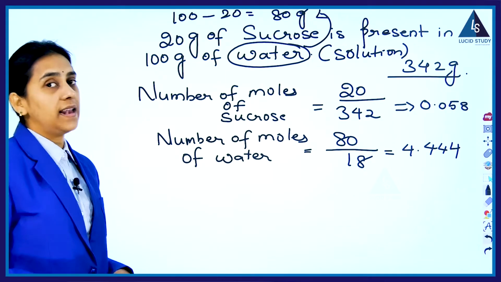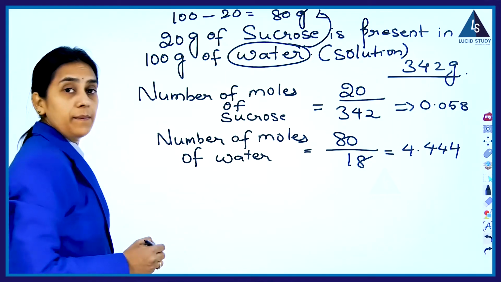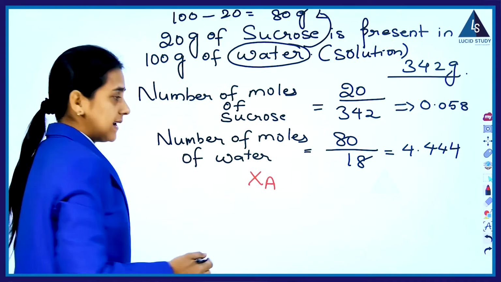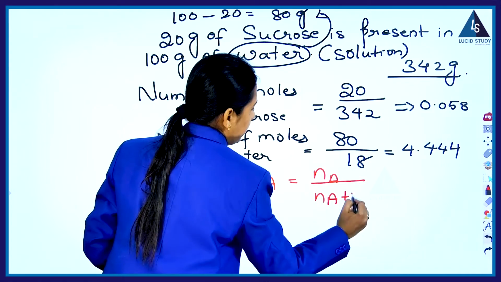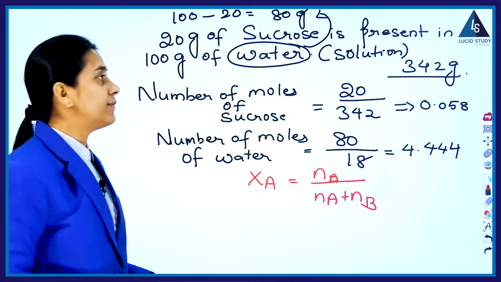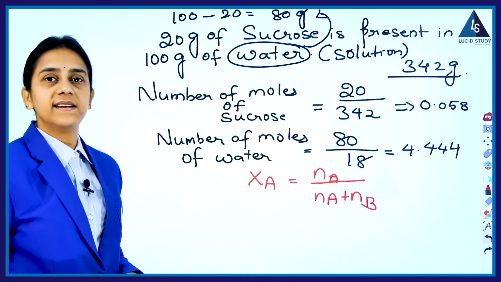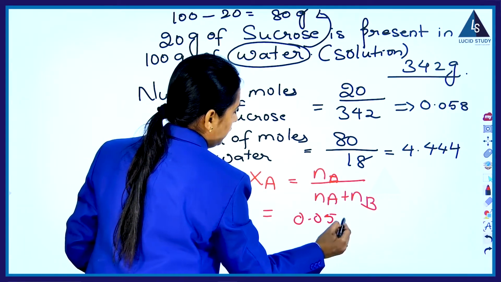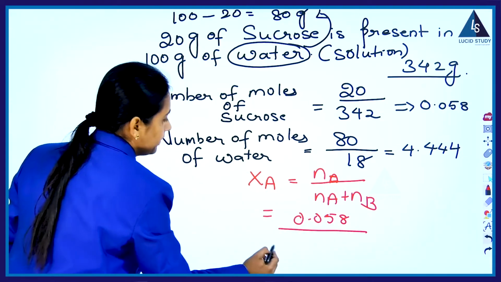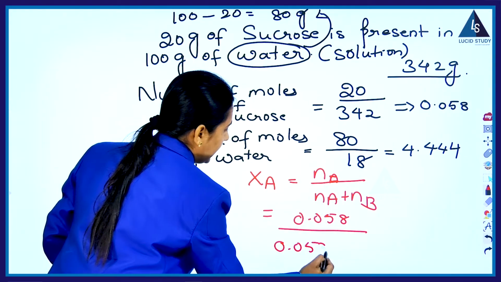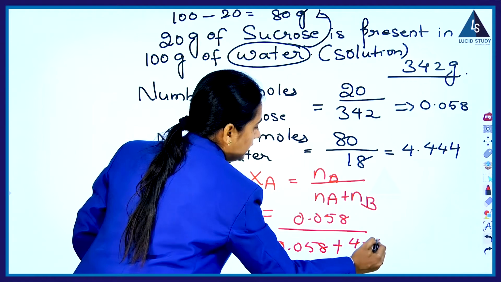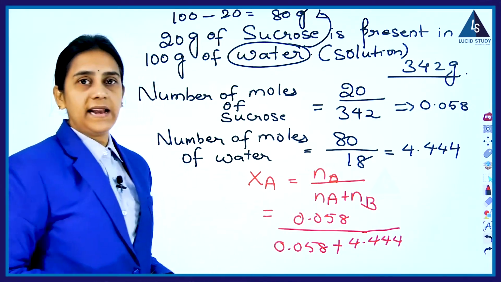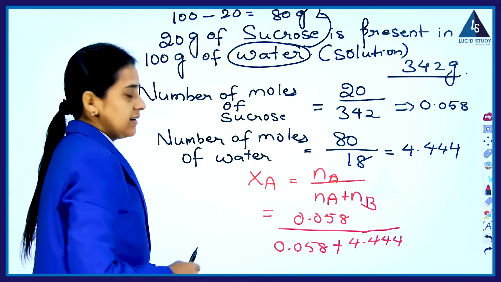And it's very easy to calculate the mole fraction now. We have a formula: Xa, the mole fraction of solute, is equal to Na by Na plus Nb. Na is the number of moles of the sucrose and Nb is the number of moles of the water. Just substitute it. 0.058 divided by 0.058 plus 4.444. Did you understand, children? Na divided by Na plus Nb.